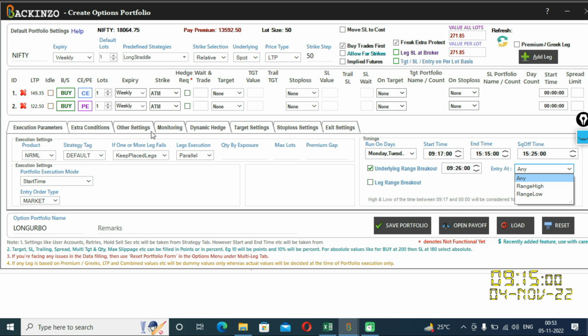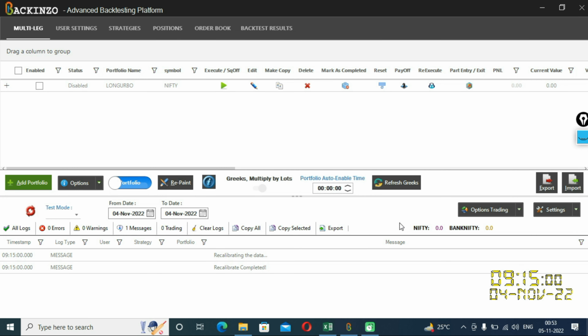As you can see, it's a long straddle portfolio, and I want to go ahead with the range high entry at condition. So I'm choosing range high from this entry at, and I'm going to save the portfolio. I named it long URBO, that is long underlying range breakout. Save portfolio, and my portfolio is saved.